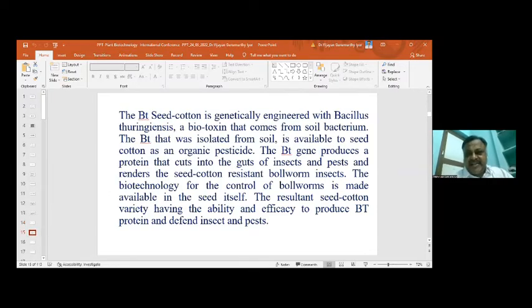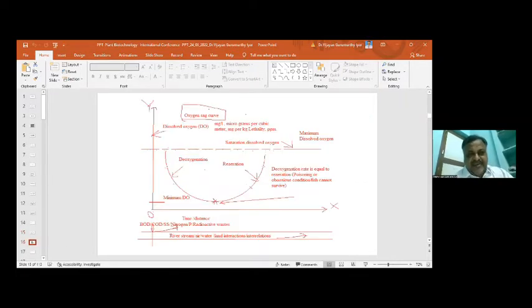The BT seed cotton is genetically engineered with Bacillus, a biotoxin that comes from a soil bacterium. The BT that was isolated from soil is available to seed cotton as an organic pesticide. The BT genes produce a protein that cuts into the guts of insects and pests and renders the seed cotton resistant to bollworm insects. The biotechnology for the control of bollworms is made available in the seed itself. The resultant seed cotton variety has the ability and efficiency to produce BT protein and defend against insects and pests, which also has considerable environmental poisoning and toxicological effects of LD50, lethal dose 50% on test organisms. It is nearly 100 to 150 ppm, which is beyond the permissible limit.